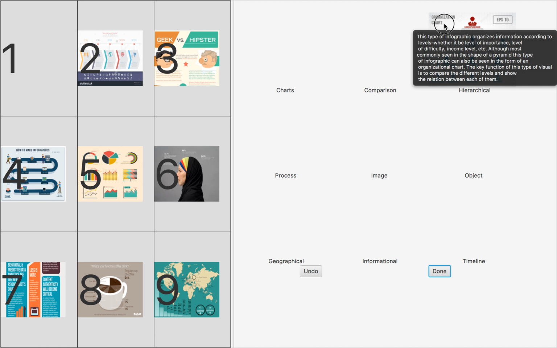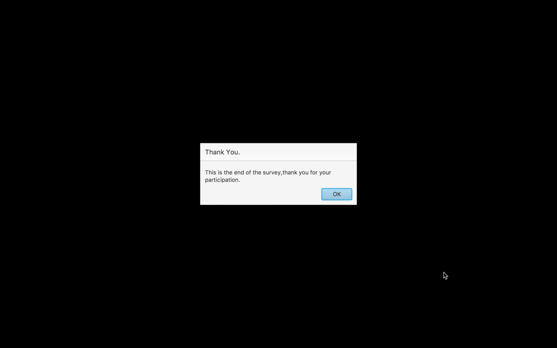Once the ranking is achieved for all the 9 categories, the Done button can be pressed and we can see the result again in the database and analyze those results.